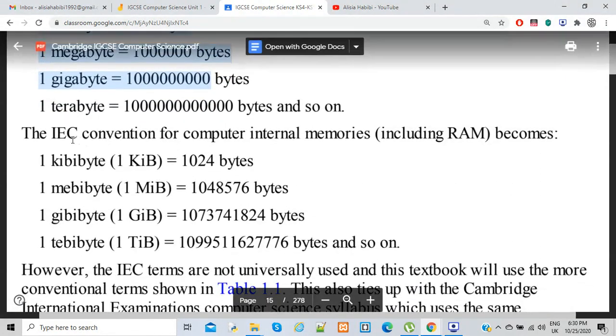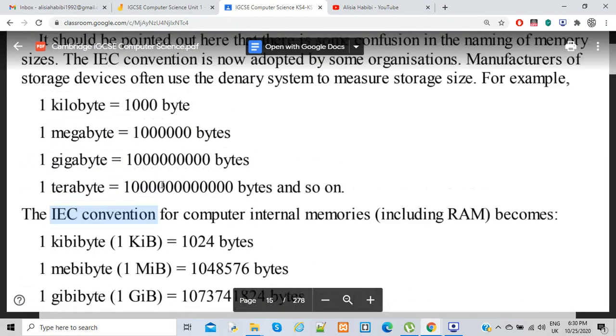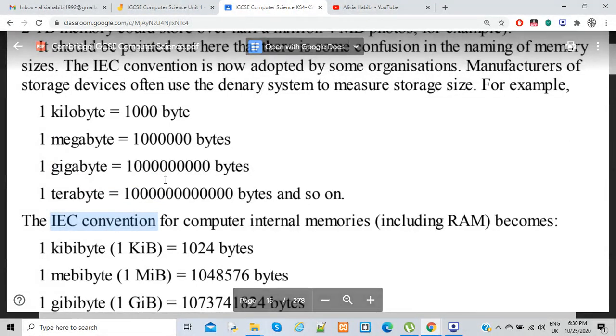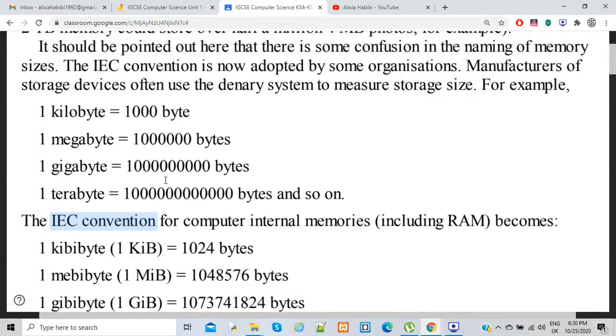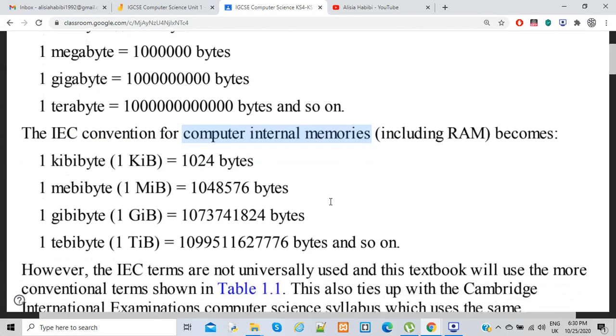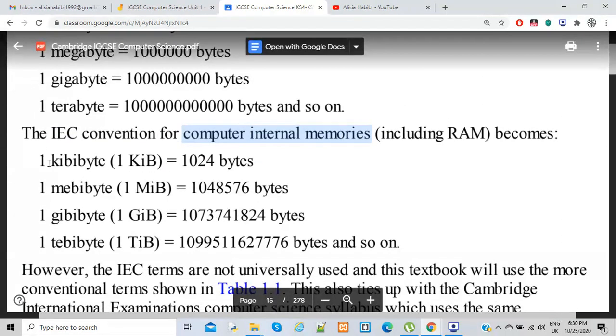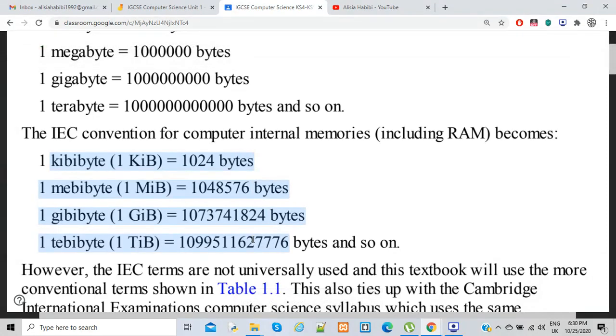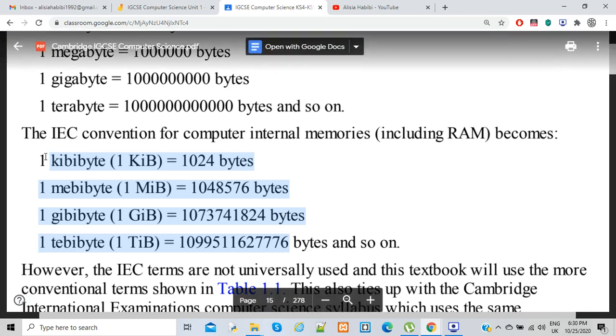Now, the IEC convention is an organization that is used to create, store and display memory sizes and storage capacities. They have also displayed the memory sizes for computer internal memories, including the RAM. So the memory sizes we're looking at, from kilobyte to terabyte, are for the internal memories of the computer system. They don't represent the storage devices, external memories or hard disk drives. This is just for the RAM, the ROM, the processor, etc.